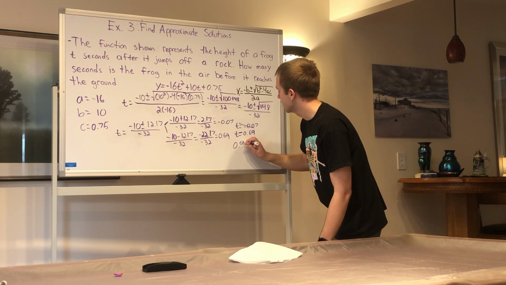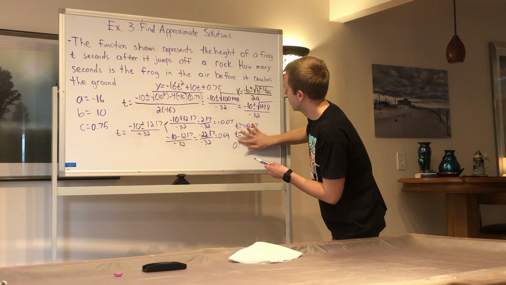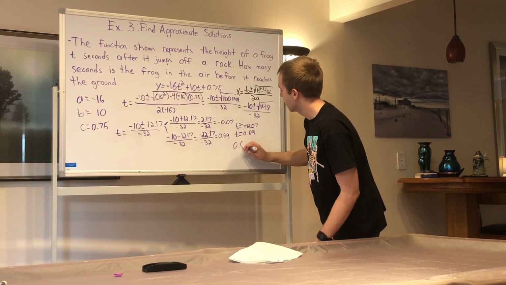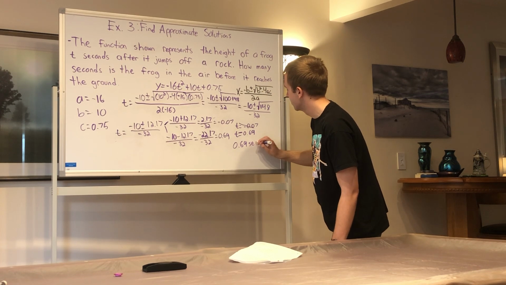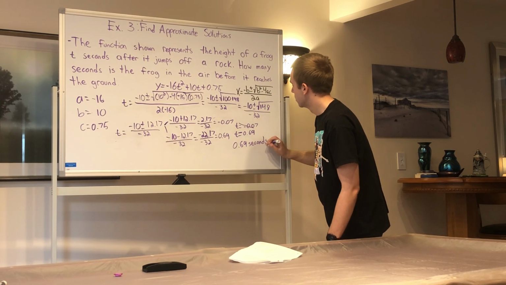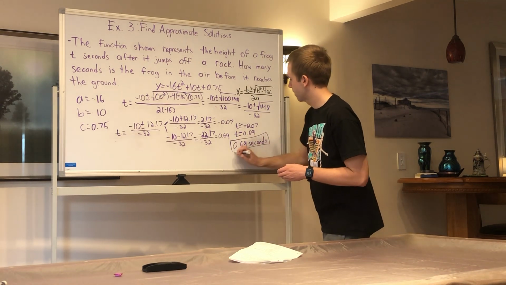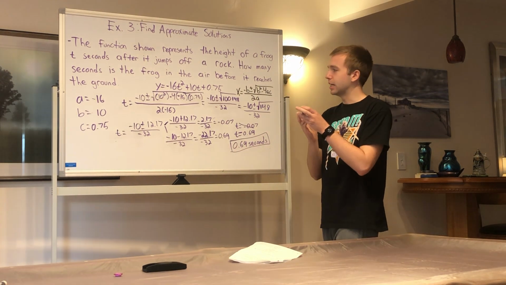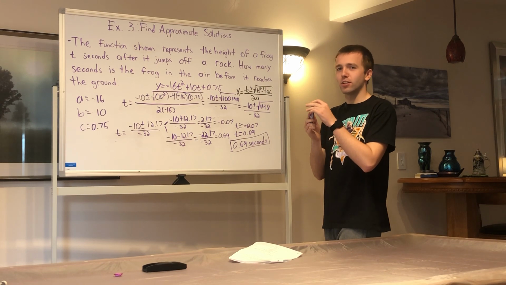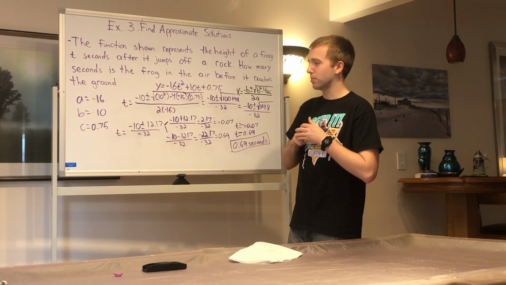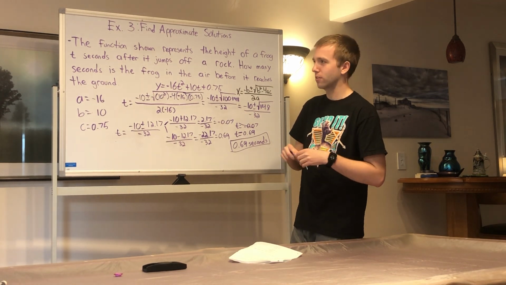So it means it took the frog 0.69 seconds to jump from the rock to the ground. Now I'm going to hand off to Ms. Teifer, and she's going to teach you about how to find the discriminant of a quadratic equation.